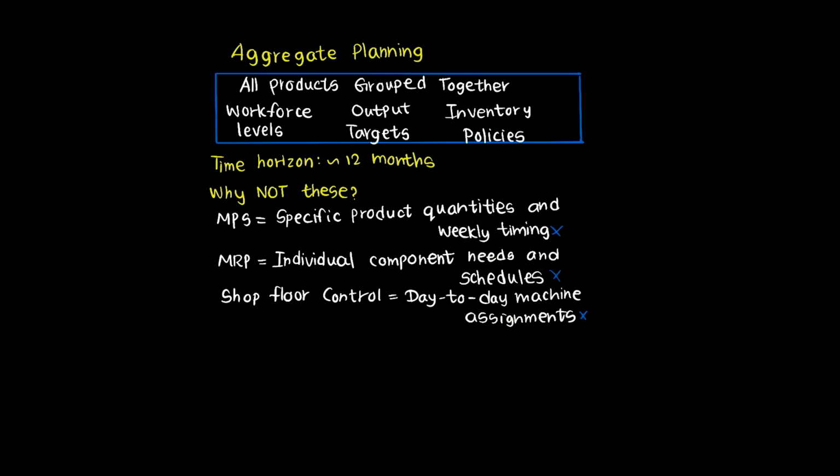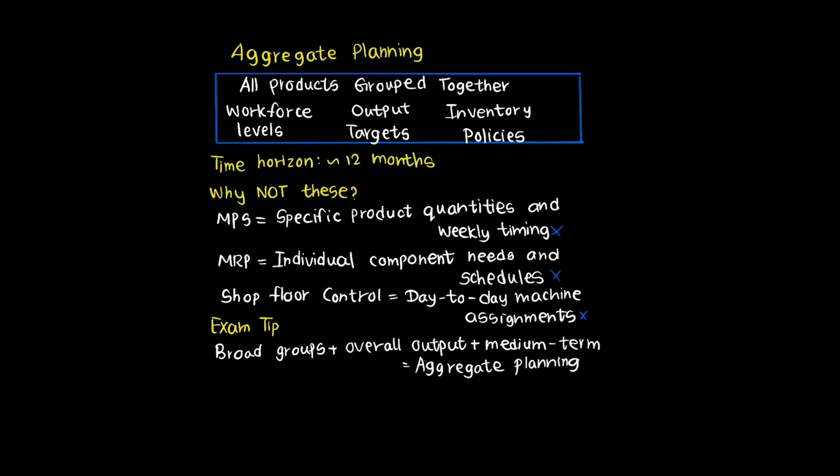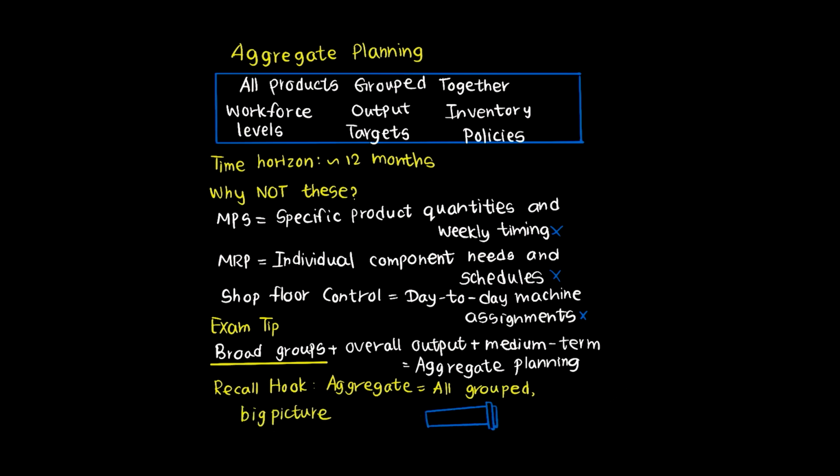Here's a WGU C215 OA exam tip for you. When the question says broad product groups, overall workforce and output, or medium-term planning horizon, that is aggregate planning. Quick recall hook. Aggregate equals all products grouped together. Big picture planning.